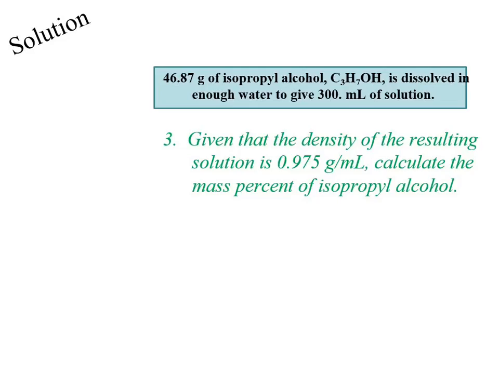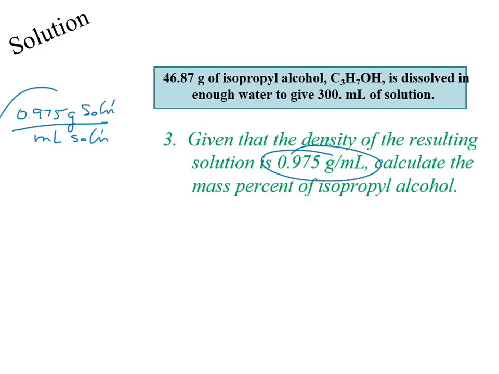Sometimes working these sorts of problems, I'll say we, not just students, don't get this right. When you're given the density, that's the density of the whole thing, the isopropyl alcohol dissolved in water. So the 0.975 is grams of solution per milliliter of solution. That's what that means, because remember, we kind of unpack things.